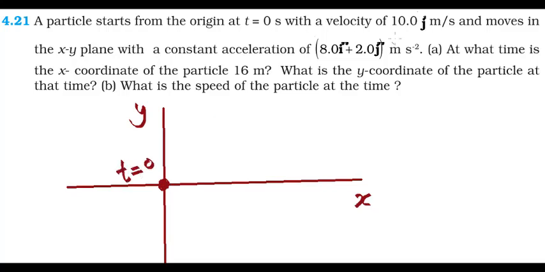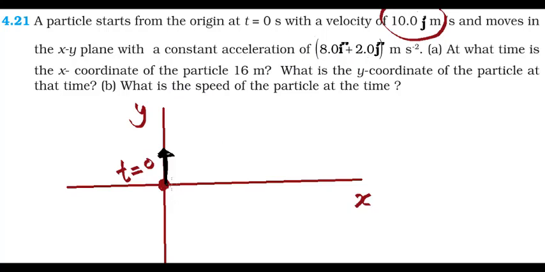Fine. With a velocity 10j, see, this is 10 meters per second in which direction? It is in the y direction. So you can say that the particle is starting here and the initial velocity was in this direction, the y direction, and it moves in the xy plane. It is moving in the xy plane with a constant acceleration of 8i plus 2j.